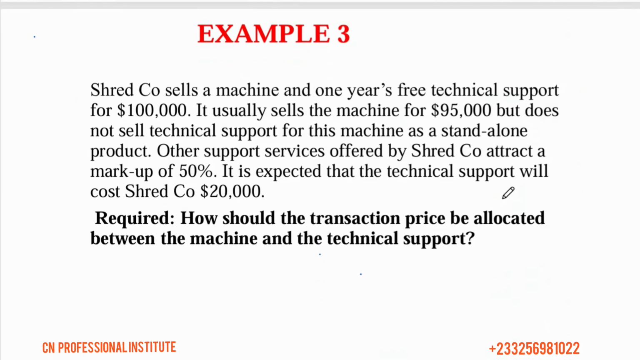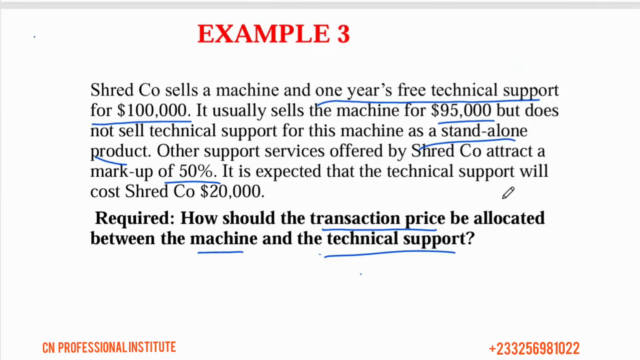It says Shred sells a machine and 1 year's free technical support for $100,000. It usually sells the machine for $95,000, but does not sell the technical support for this machine as a standalone product. Other support services offered by Shred Co. attract a markup of 50%. It's expected that the technical support will cost Shred $20,000. How should the transaction price be allocated between the machine and the technical support?